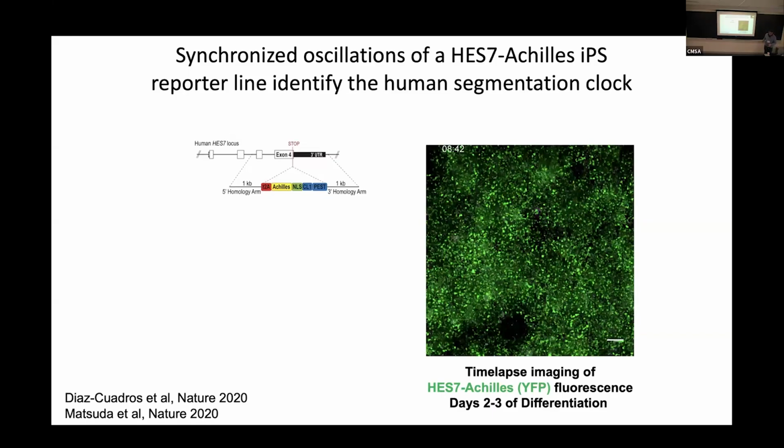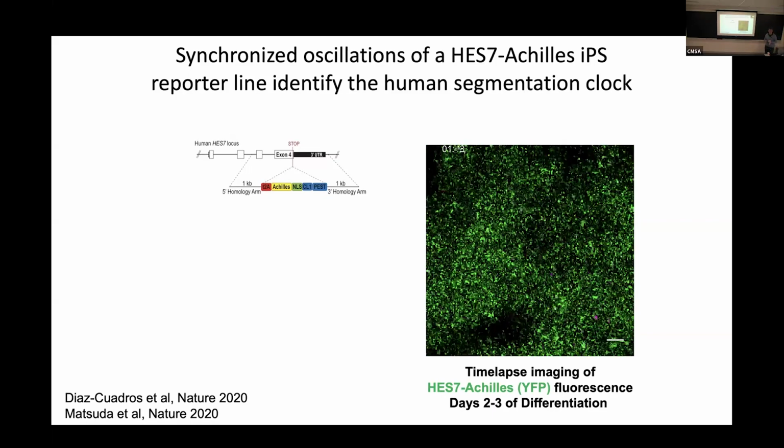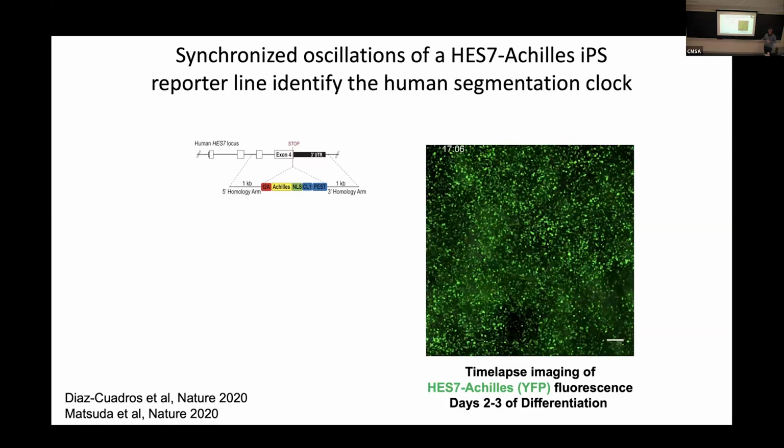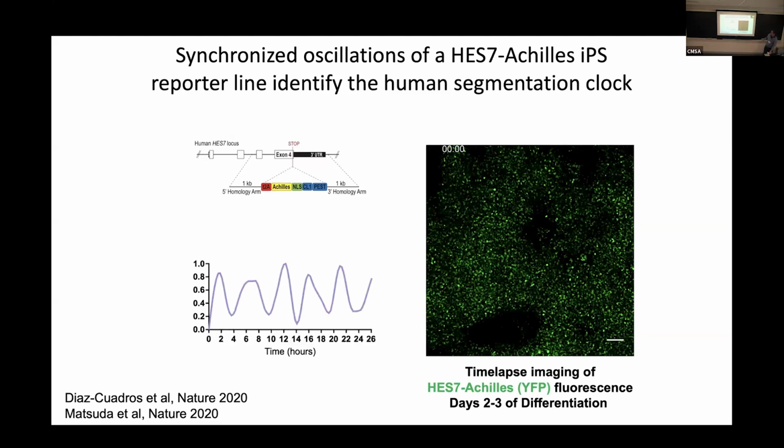This was, of course, a game changer for us, because instead of microdissecting 5,000 cells in embryos, now you can generate a 10 centimeter plate of synchronized oscillating cells. In human, she showed that the period of the oscillation is slower, 5 hours, which is also an interesting question, which I'm not going to dwell upon. But in mouse, the oscillation is 2 hours, and for both species it happens at 37 degrees, which means that there are some genetic mechanisms that control the pace of development.